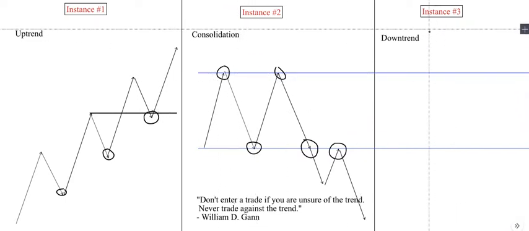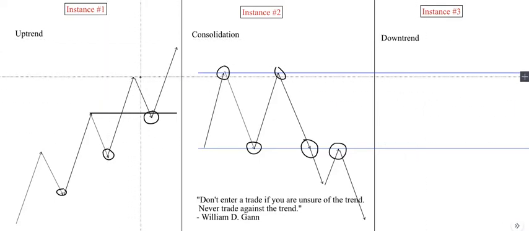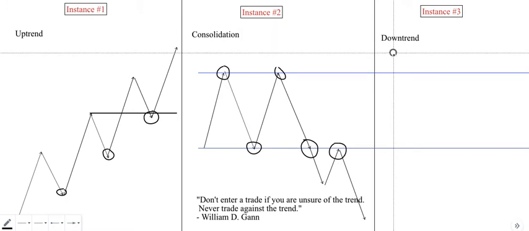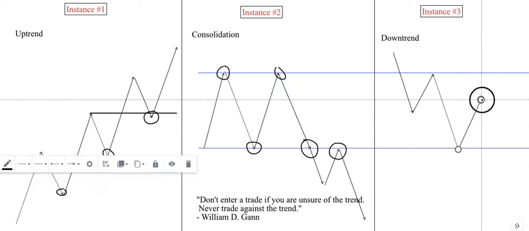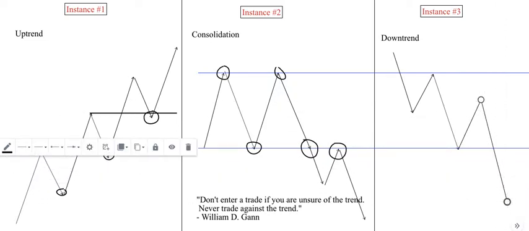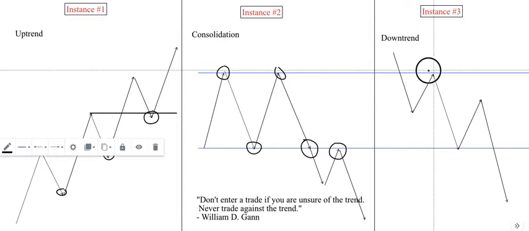Now, the third instance is the downtrend. The downtrend is very similar to the uptrend in a sense where you're just looking to sell the market instead of buying it. All right, so in the downtrend, it's creating lower lows and lower highs. So something like this. All right. So these are the points where you want to be looking to sell the market.